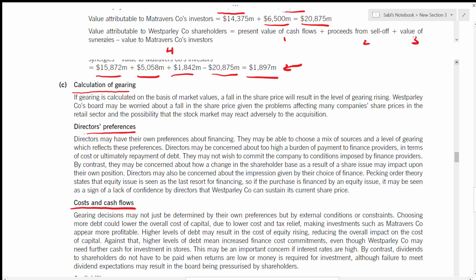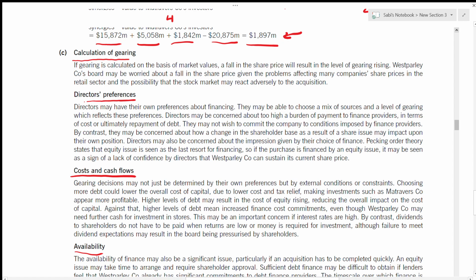Now let's go to the directors' preference. So first factor which is going to affect the way it is financed is directors' preference. Directors may have their own preference about financing. They may be able to choose a mix of sources and a level of gearing which reflects this preference. Directors may be concerned about too high a burden of payment to finance providers in terms of cost or ultimately repayment of debt. They may not wish to commit the company to conditions imposed by finance providers.